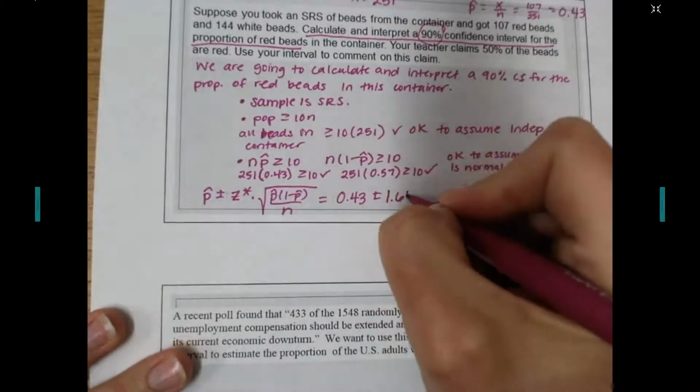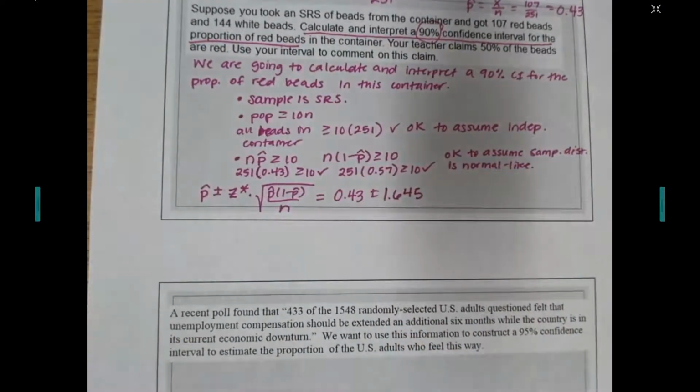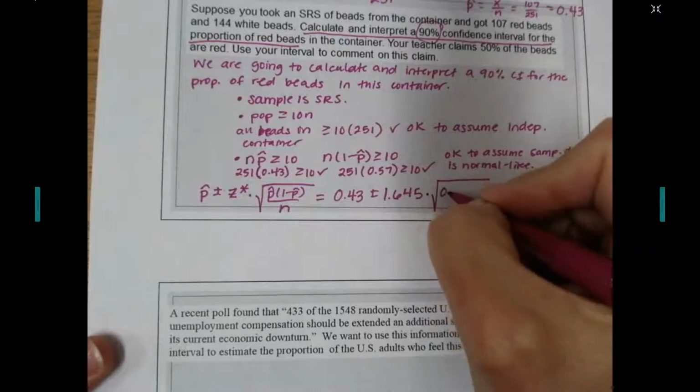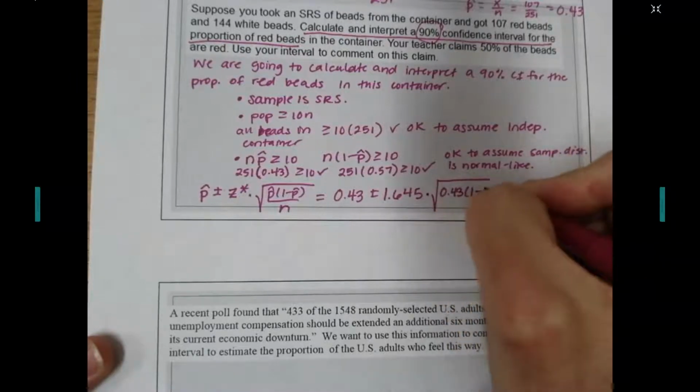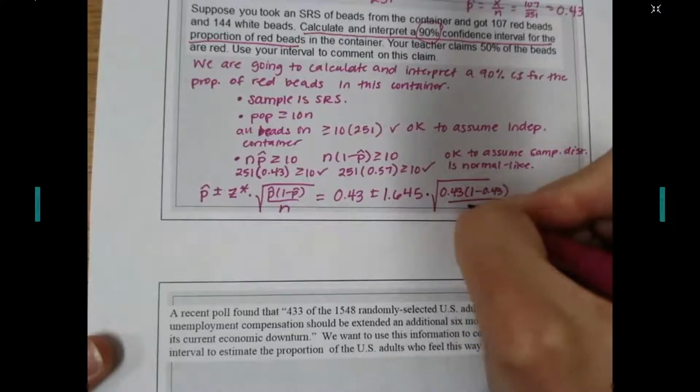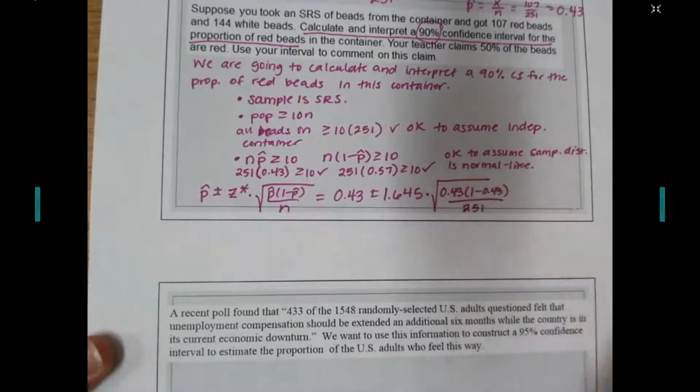Now, if you looked this up on the chart, it's right between 1.64 and 1.65. If you picked either of those, or if you did 1.645, your numbers aren't going to be that far off. Okay, all right, then times the square root of 0.43 times 1 minus 0.43. I could have written that out. And then divided by your sample size, 251.